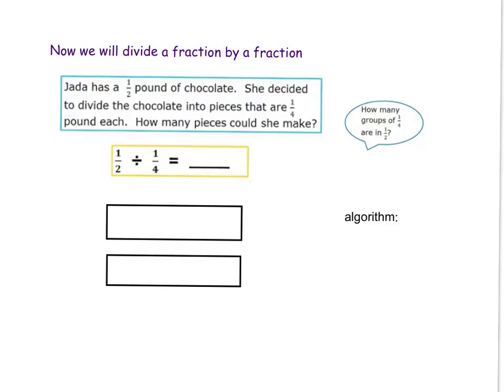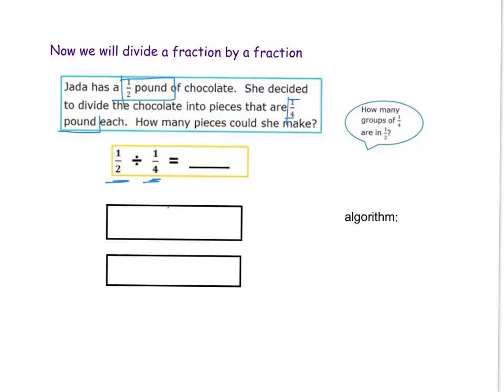Now let's try the same idea with a fraction and a fraction, dividing a fraction by a fraction. Jada had 1/2 of a pound of chocolate. She decided to divide the chocolate into pieces that are 1/4 pound each. So she started with 1/2 of a pound, and she wanted each piece to be 1/4 of a pound. So we're seeing how many times 1/4 fits into 1/2.